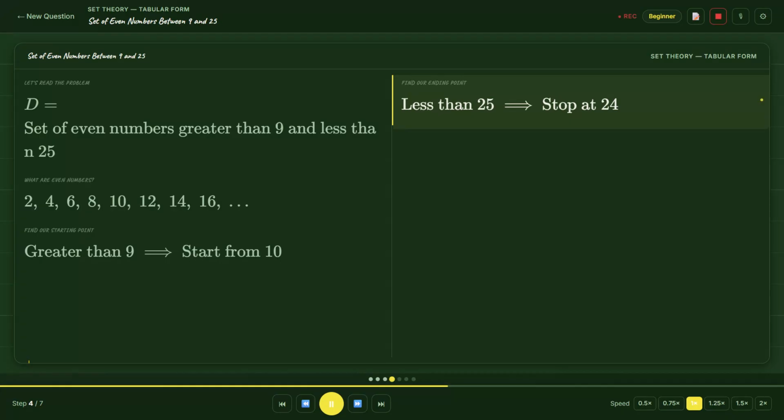The problem says less than 25. That means 25 is not in our group. The biggest even number before 25 is 24. So we stop at 24.